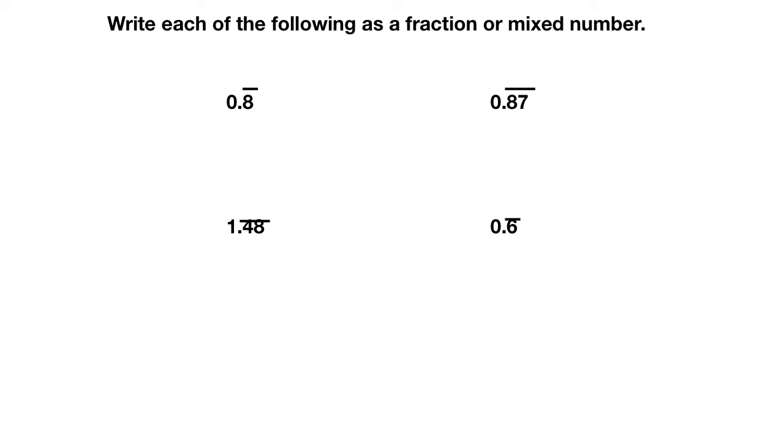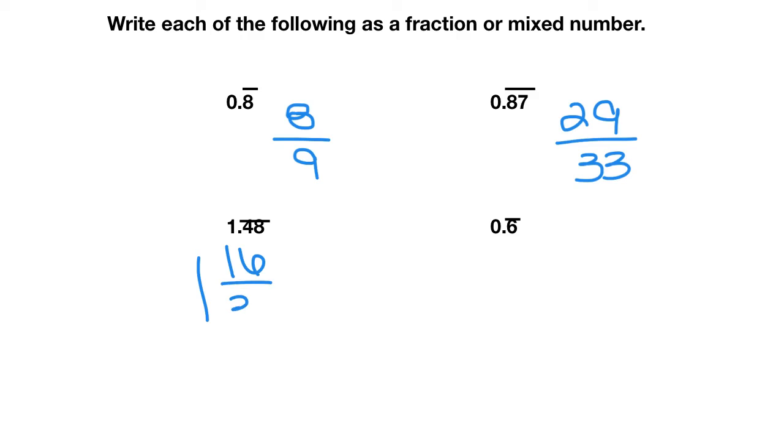These are the next questions, 11, 12, 13, and 14. 0.8 repeated is 8/9. 0.87 repeated is 29/33. 1 and 48 repeated is 1 and 16/33. And 0.6 repeated is 2/3.